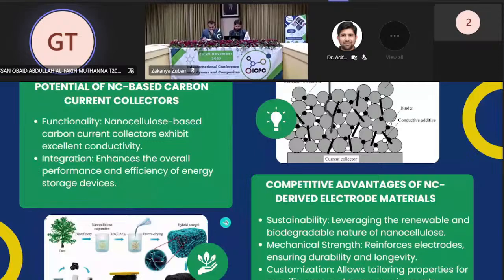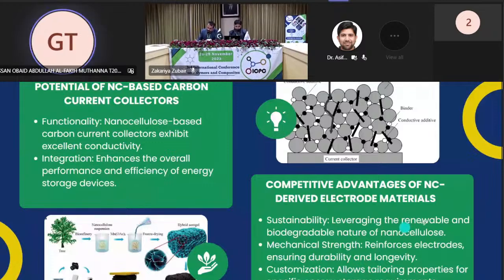Also, the competitive advantage of nanocellulose-derived electrode materials, leveraging the renewable and biodegradable nature of nanocellulose, and mechanical strength as it reinforces electrodes, ensuring durability and longevity. Customization, it's easy and simple to tailor the properties to specific energy storage requirements when they are integrated with nanocellulose.